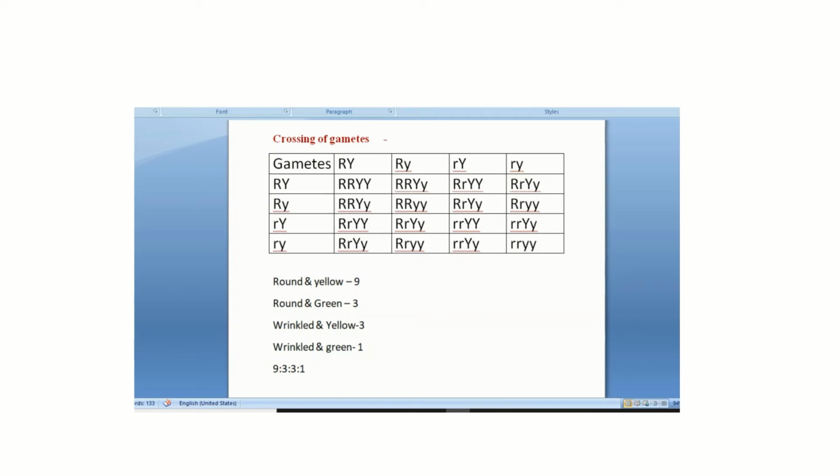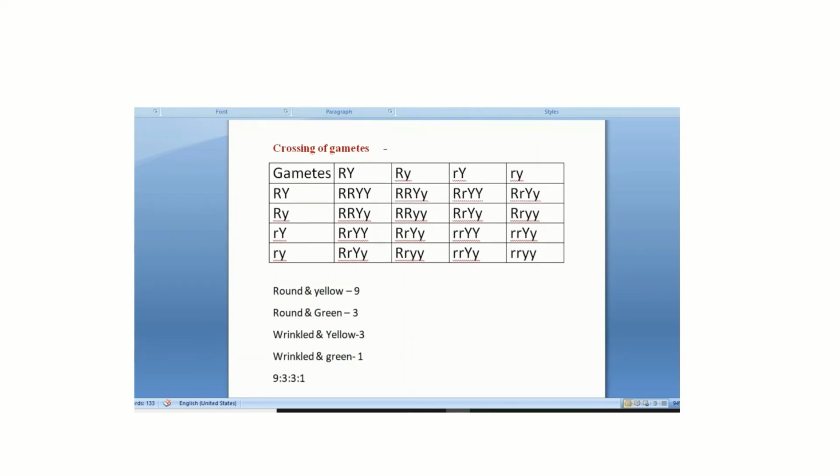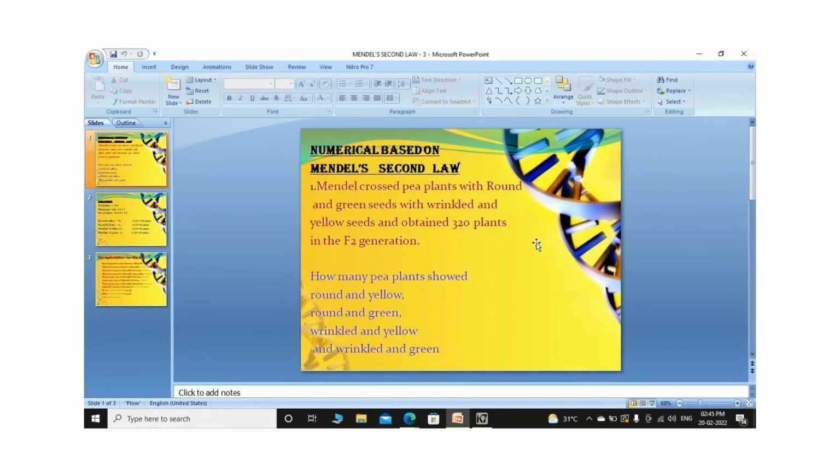So finally the phenotypic ratio is 9 is to 3 is to 3 is to 1. So this is how we work on Mendel's second law. Next we will see the numericals that will be coming up on Mendel's second law and the recapitulation for the day. So now we will see the numerical that is based on Mendel's second law.